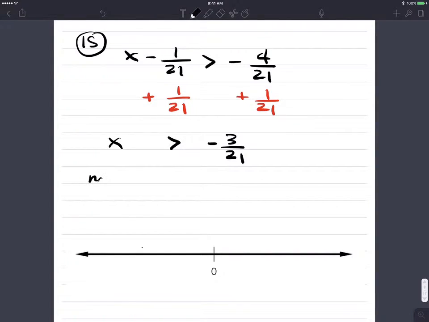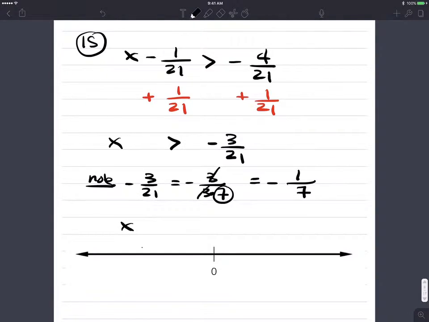So we're going to note that, first of all, 3 in the numerator is prime and we can't break it down. But the denominator can be broken down as 3 times 7, where my 3's cancel, and the 7 is left in the denominator position. So we keep that in the denominator position. What's on top is the number 1. So we're looking at the values of x that are greater than negative 1 over 7.